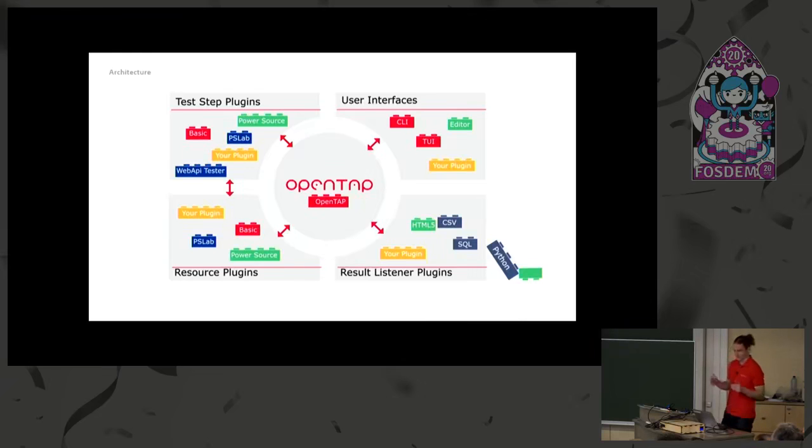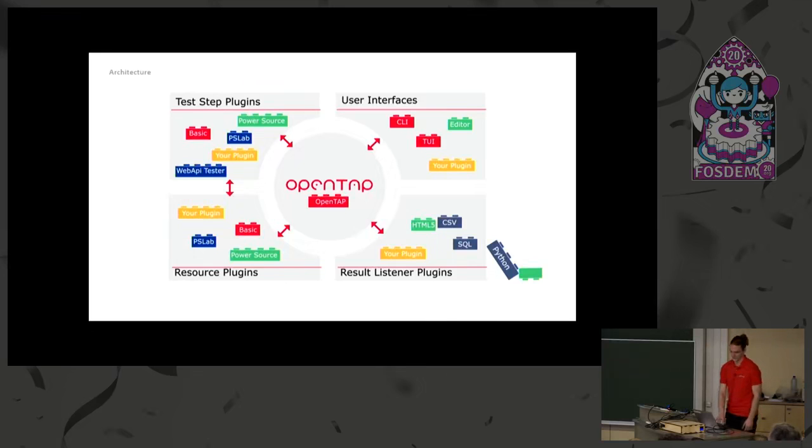So an important thing here is how do the different parts communicate? You can see the user interface has an arrow going to the OpenTAP brick, right? And that's because that communication is isolated. That's also true for the result listener plugins. So there's no direct communication between the test steps and the result listeners, for example. So results are encapsulated.